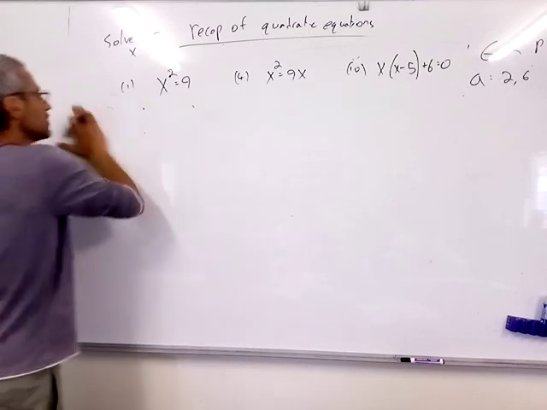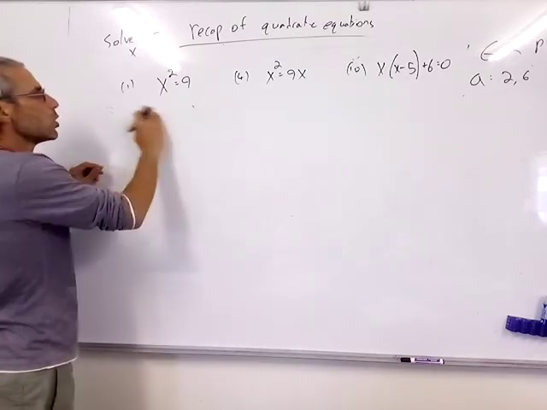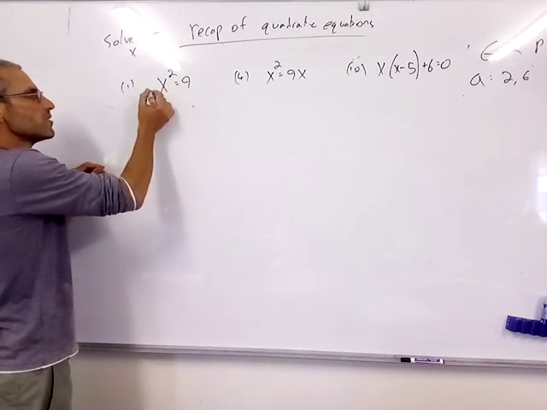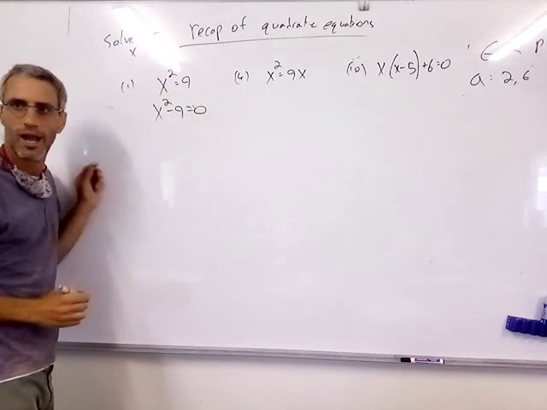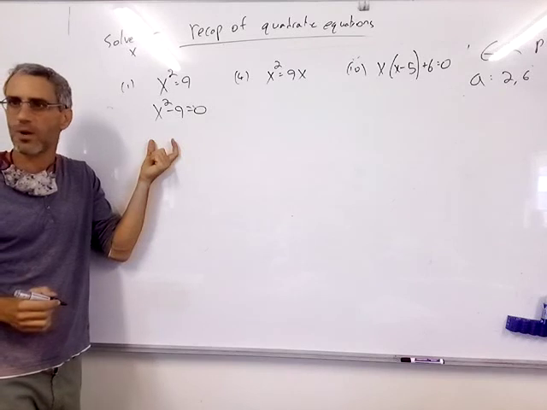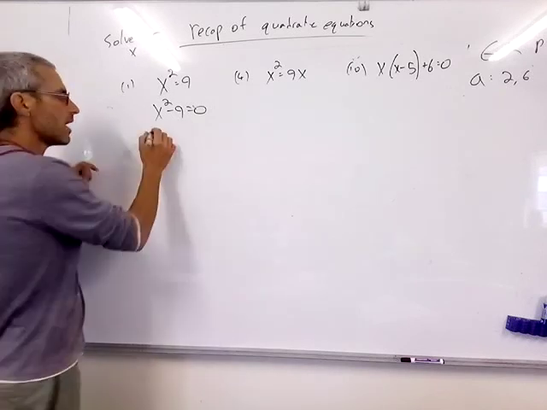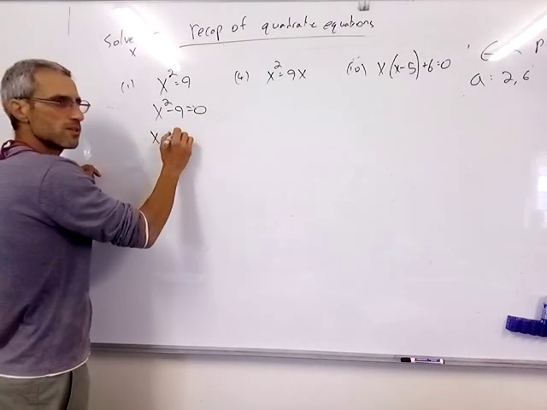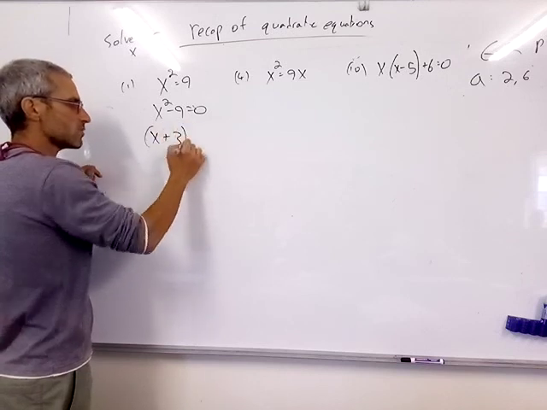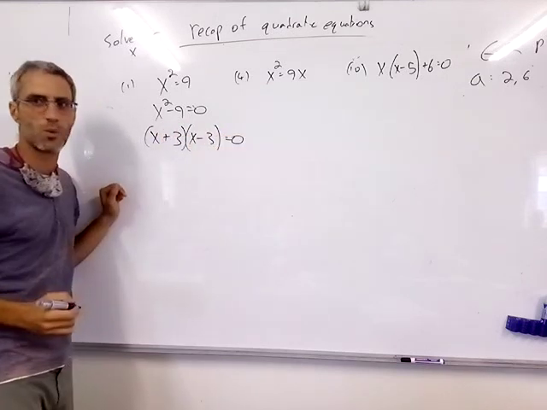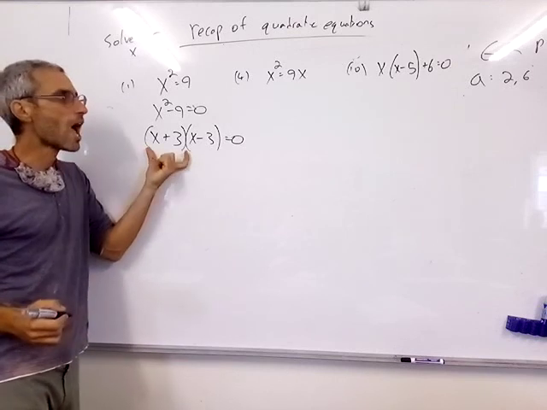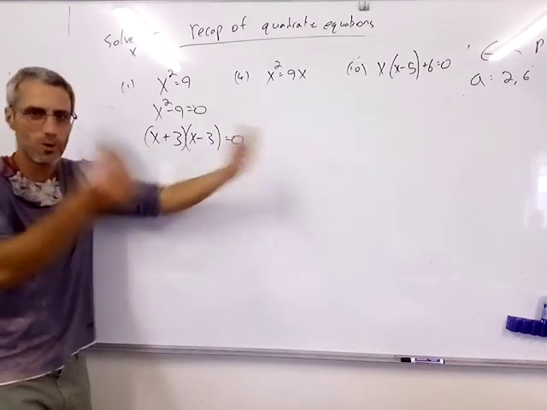So what Buzwe did, he said, what I can do is move it to the other side. I'm going to say x squared minus 9 equals 0. And there you remember that's a difference of a square. How can we write that? As x plus 3 times x minus 3. Remember, difference of a square. That's why we used it. And now we turn it into the form we just had.